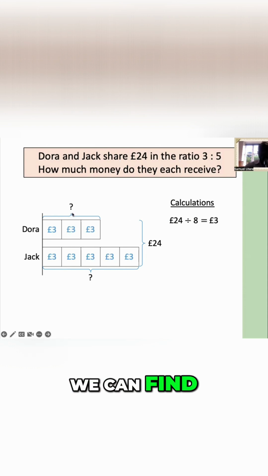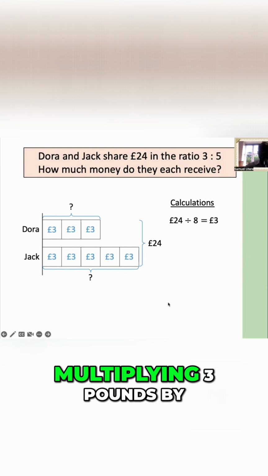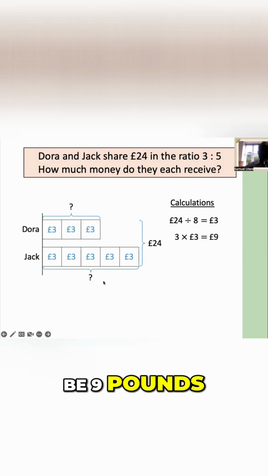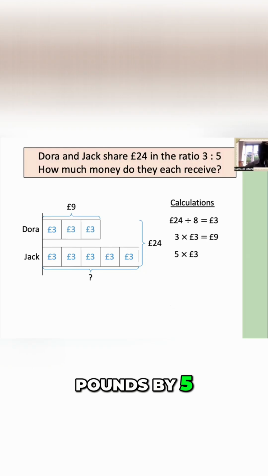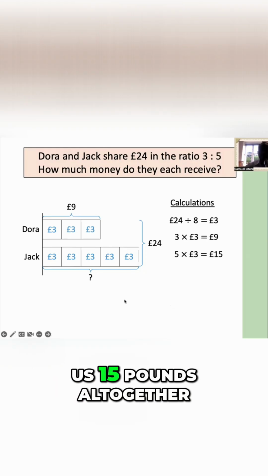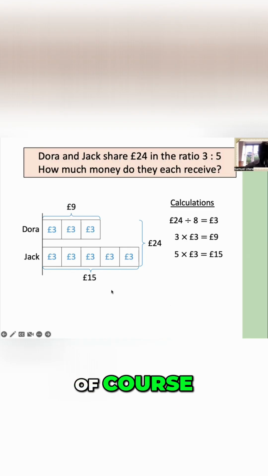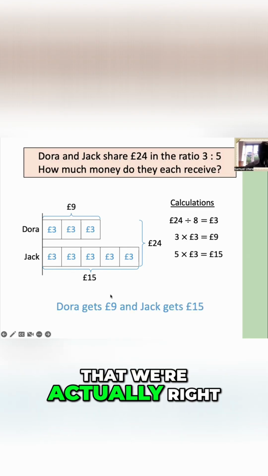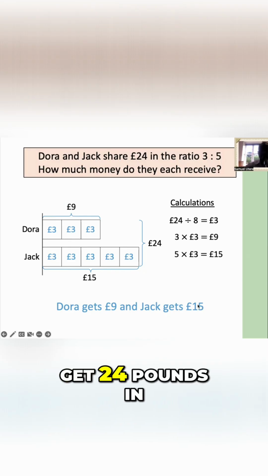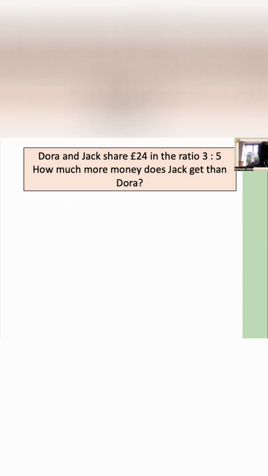Now, we can find out how much Dora has and how much Jack has by multiplying 3 pounds by 3, because Dora has 3 parts, which will be 9 pounds. And then 3 pounds by 5, which is Jack's number of parts, and that gives us 15 pounds altogether. Of course, we can check that we're actually right, because if Dora gets 9 pounds and Jack gets 15 pounds, if we add them, you will see that we will get 24 pounds in total.